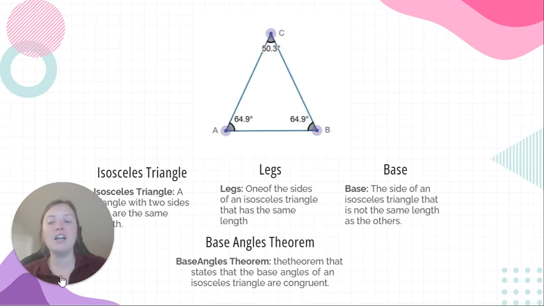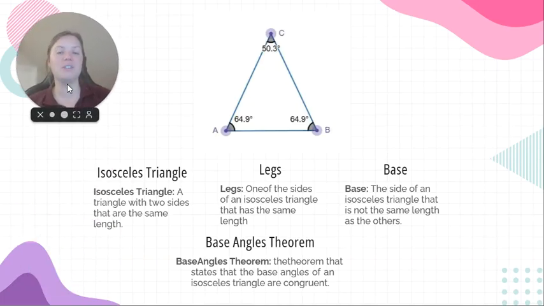Up next, let's talk about isosceles triangles. Isosceles triangles are a very special triangle in which two sides are the same length. So in my example here, we've got side 1 and side 2. These measures are the same length.